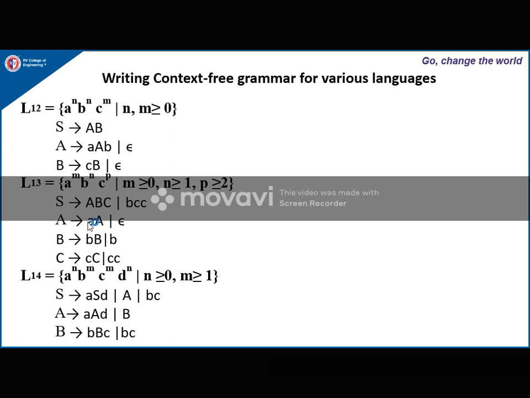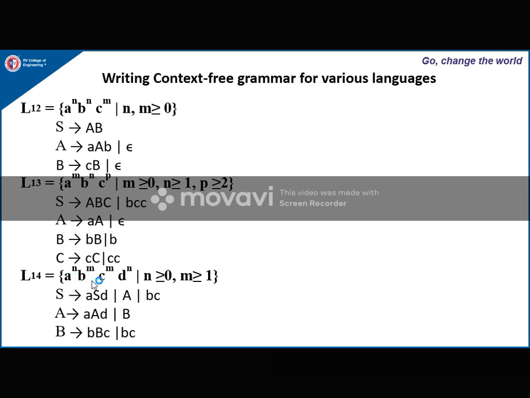So A derives aA, which will generate any number of a's. B derives bB, with at least one b, will be generated by B, and C derives c and capital C, or it will be minimum 2, so it is cc. So these are the set of productions for the required language.